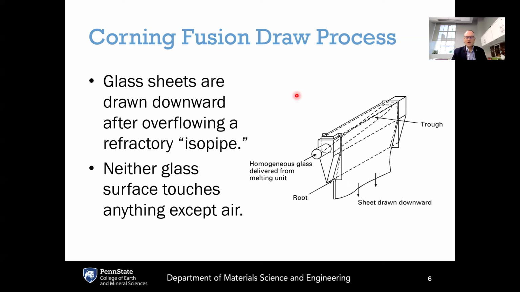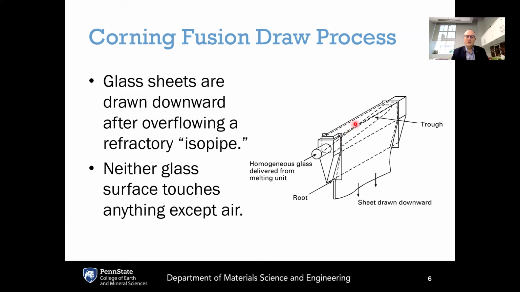A more modern process that is still very much used today is the Corning fusion draw process. It was developed starting in the 1950s at Corning Glass Works. With this process, molten glass is delivered onto the top of a ceramic material called an isopipe. This isopipe can be made out of different types of ceramics, such as zircon, which is the most popular choice. Alumina can also be used.